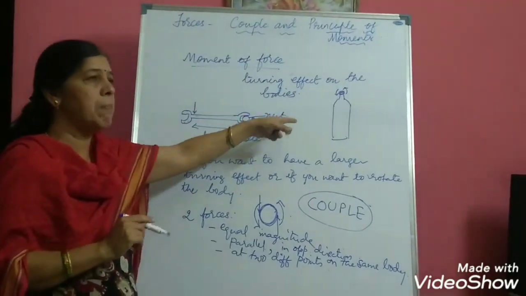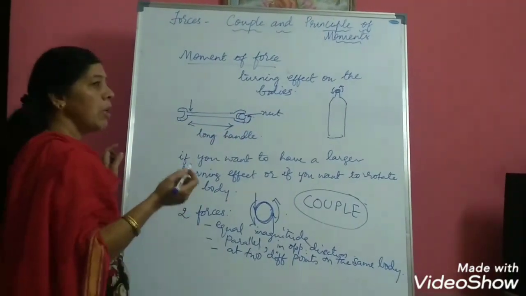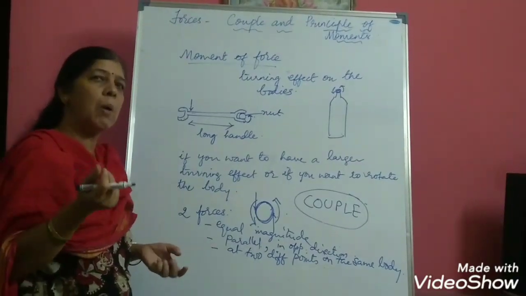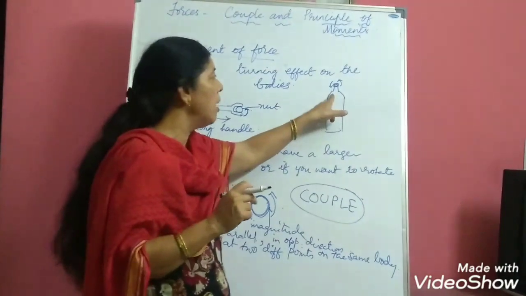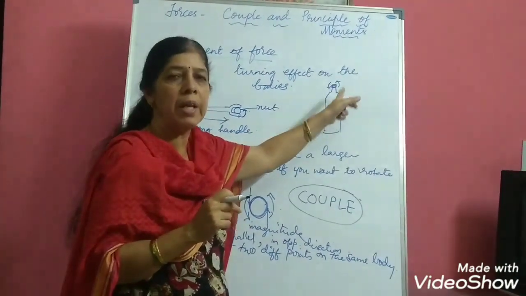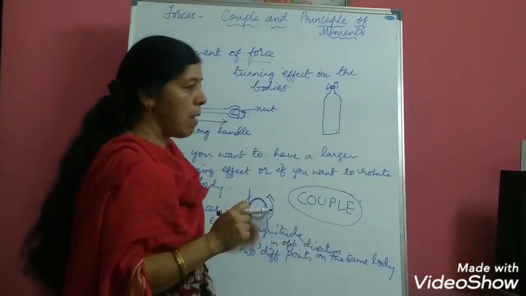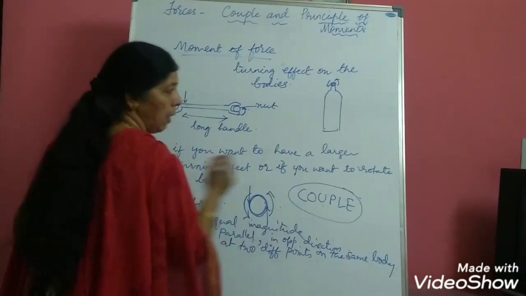Apart from this example, we also come across other examples, like whenever you want to turn on or turn off the tap, then also you have to apply two forces, and these two forces will be acting on the same body, but at two different points, and they will be equal in magnitude, and hence these two forces will form a couple.